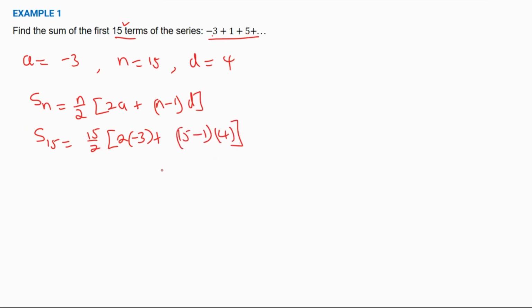Then you just put this in the calculator. What do you get? The sum of the first 15 terms is equal to 375. Done.